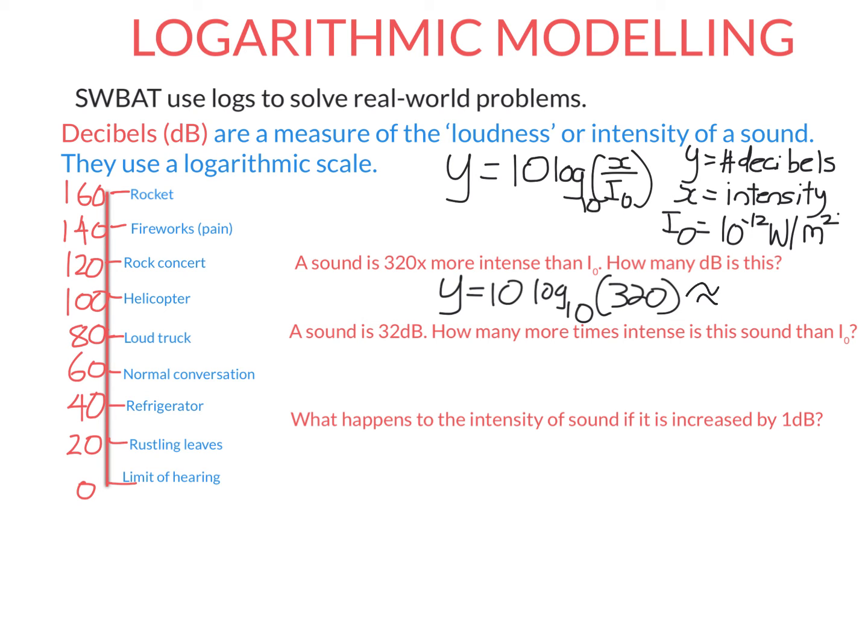So a sound at 25 decibels, which is just more than rustling leaves, is about 320 times more intense than the softest sound a human can hear.